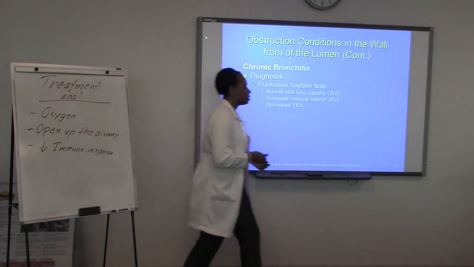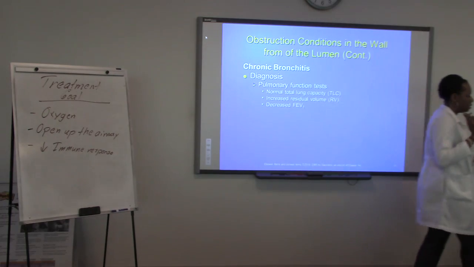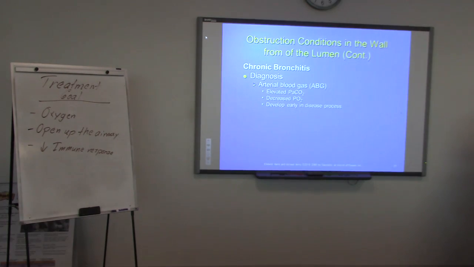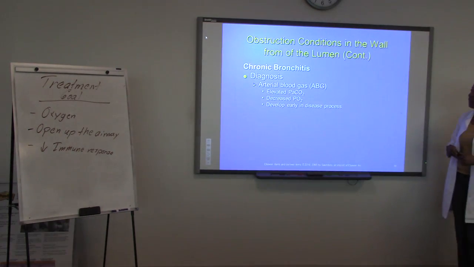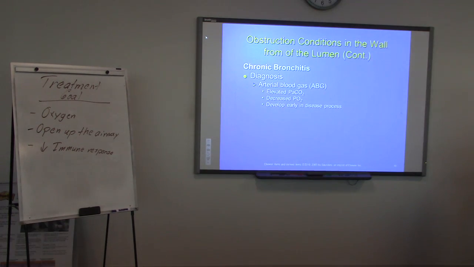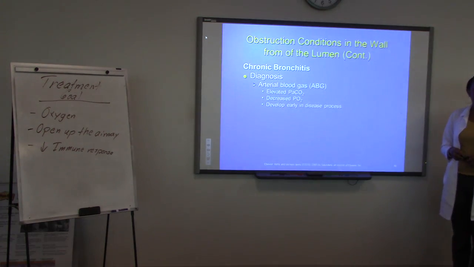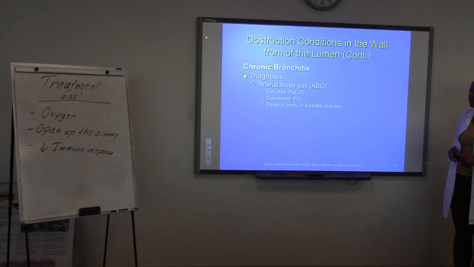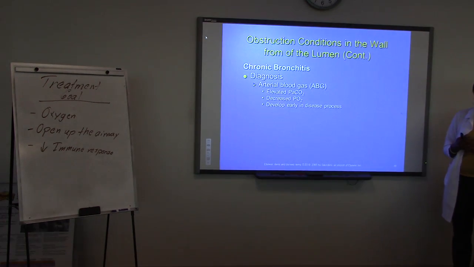Okay, pulmonary functional testing, as I told you before, you can X that out. ABGs, elevated carbon dioxide, as you would imagine, and decreased oxygen. Okay, so these patients will be, yes, in a state of respiratory acidosis.